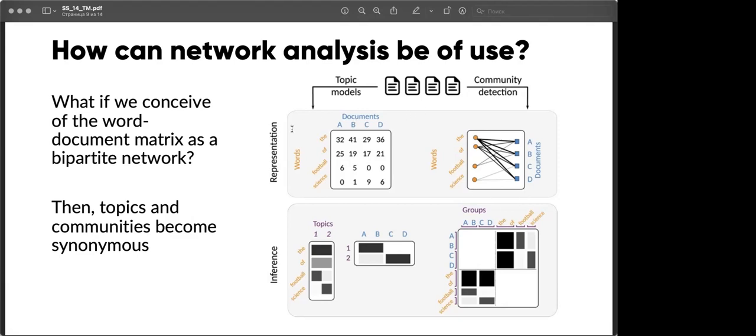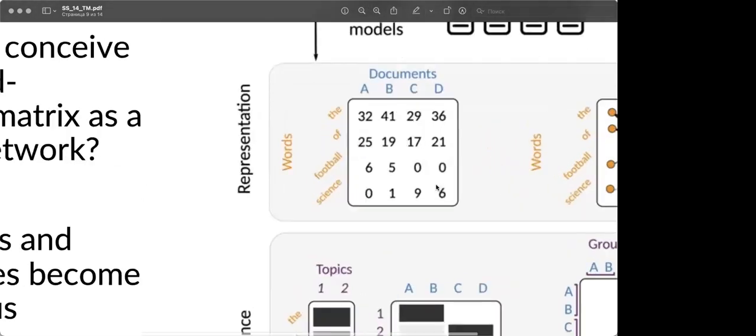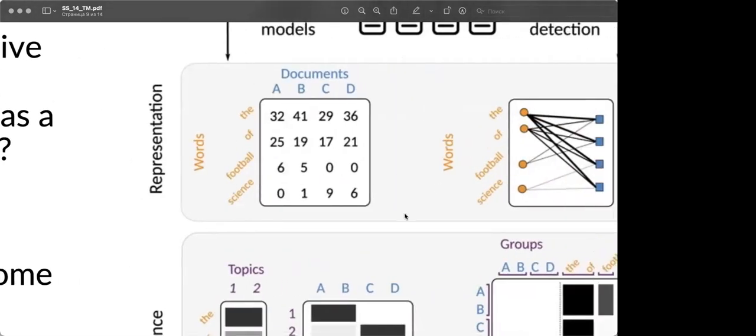In the picture on the right of the slide, you can see the ideas. On the one hand, we can represent our documents and the words present in those documents as a matrix. So we see, for example, that words such as the or of are omnipresent in each of the documents, and words like football or science are rarely present together. Only document B has both of those words, and generally they occur separately from one another.